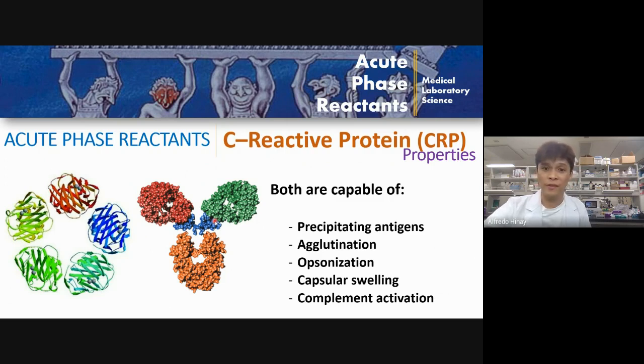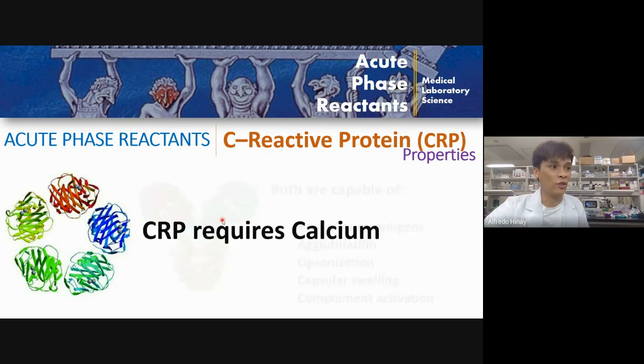So the question, sir, what's the difference of the two aside from the structure? Because we know that the structure of the CRP is pentameric, while the antibody is Y-shaped. So aside from the structure, sir, are there any differences with the two? Yes. One is the activation, because your CRP requires calcium. The antibody does not. That's a good differentiation of the two.